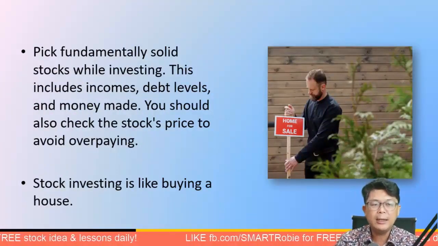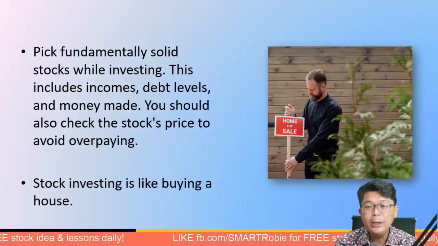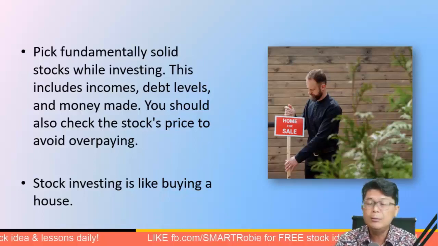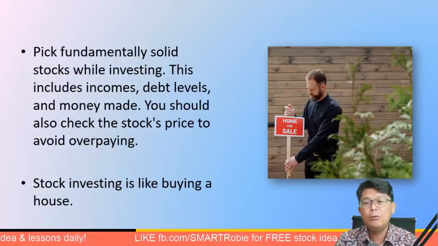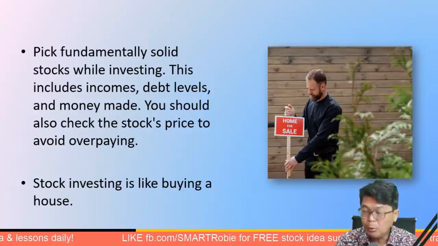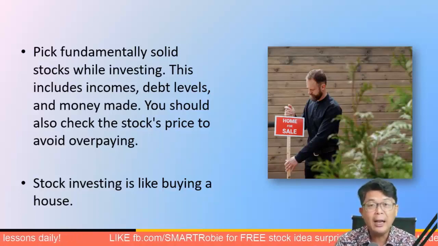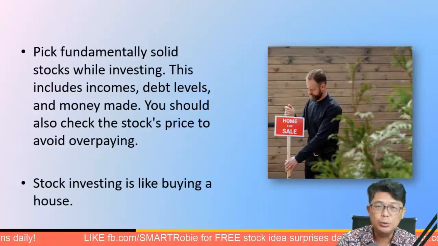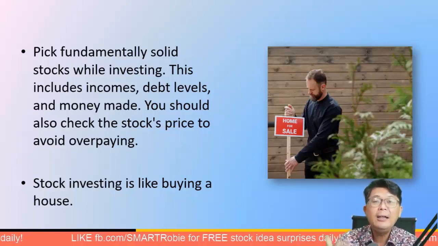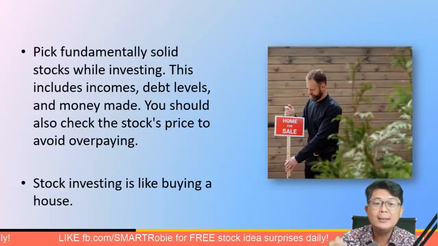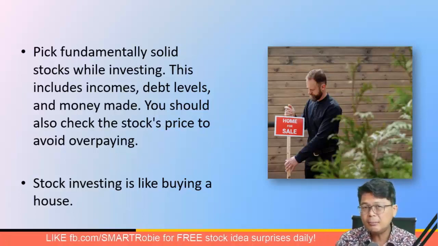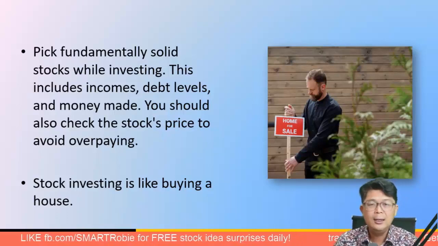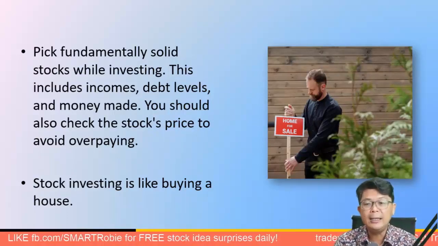Now, very importantly, we want to pick stock that is fundamentally sound, including income, debt level, and money made. And we want to check the stock price to avoid overpaying. Remember, investing using FA growth is like buying a house. Do you want to buy a very expensive house and also overpay? Definitely not. We want to buy a house that is reasonable, that has a good resale value. And if we were to do a secondary resale, we can still sell at a very good price. That's basically what we are trying to share in here: buy an asset, buy a share that is reasonably priced by looking at the PE.